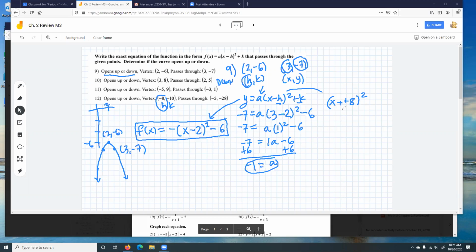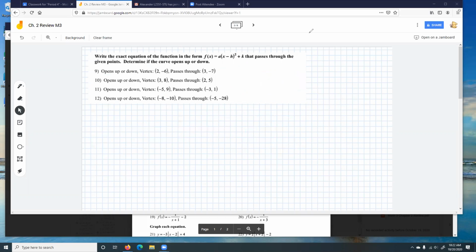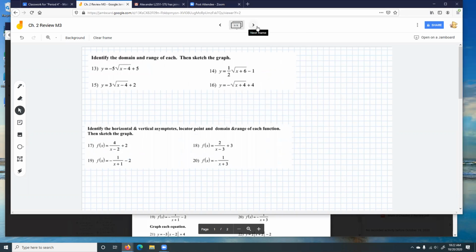So I'm going to move on to the next one, clearing this drawing out, which is one of 13 through 16. I'm going to do 16 here. Identify the domain and range of each, then sketch the graph. Okay, so let me bring my pen back here.